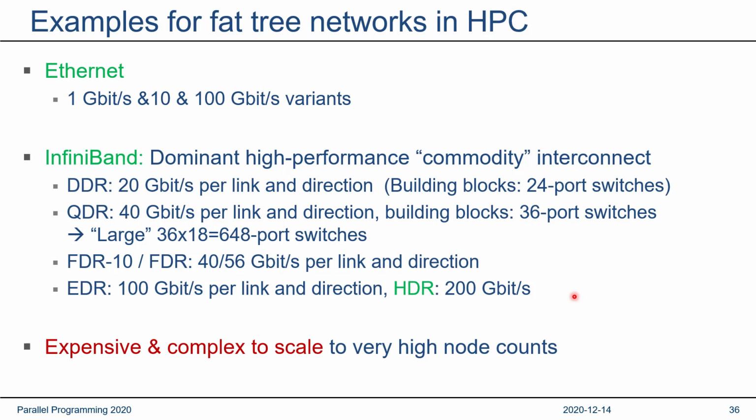Now, as I told you already several times, fat tree networks are possibly expensive and complex to scale to very high node counts. So either you spend a lot of money and a lot of energy to build a more or less non-blocking fat tree switch hierarchy with dynamic routing, or you make compromises in terms of oversubscription, which could be painful in terms of performance.